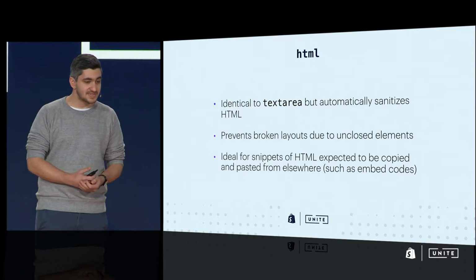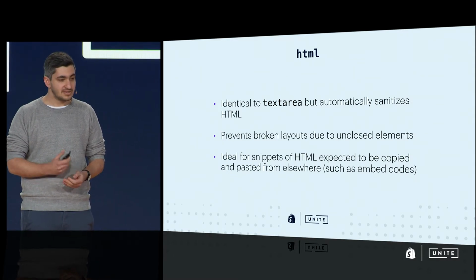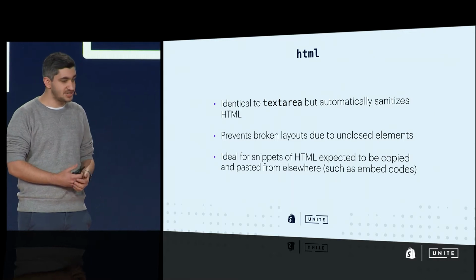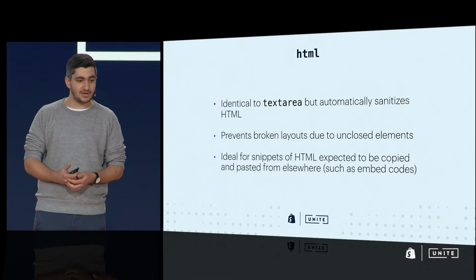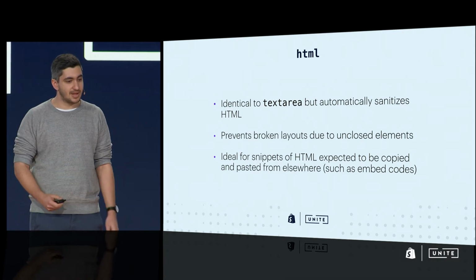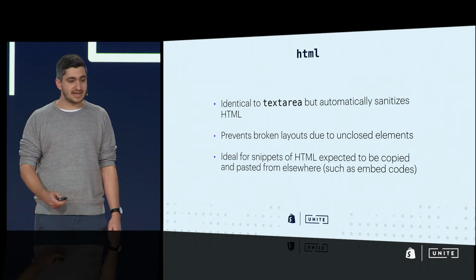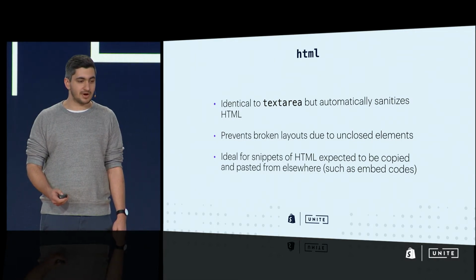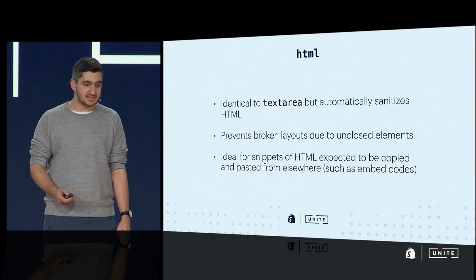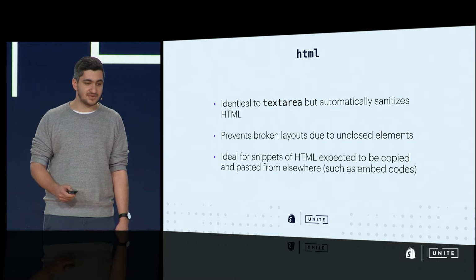And continuing on the theme of standardizing common patterns, the last new setting type we'll cover today is HTML. There are plenty of reasons, such as embed codes, why you'd want to give merchants the ability to inject HTML. However, doing this with a text area setting may lead to a broken layout if the value contains malformed markup. To prevent this, the HTML setting ensures that its value is valid.